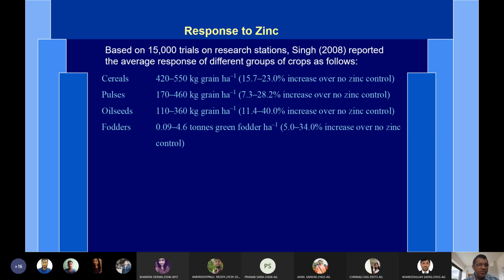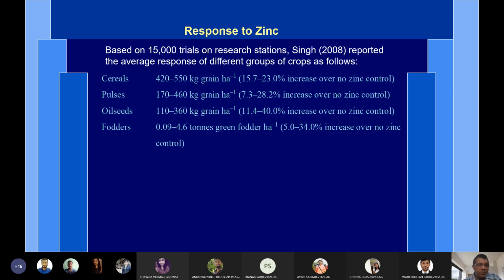So you can see in cereals there is about 420 to 550, or you can say 400 to 500 kilogram grain per hectare increase because of application of zinc. There was about 15.7 to 23% increase over no zinc application. So here zinc application increased the yields of cereals. In pulses also it increased the yield by 170 to 460 kilogram grain per hectare over no zinc, meaning additional yield. So zinc application was useful.